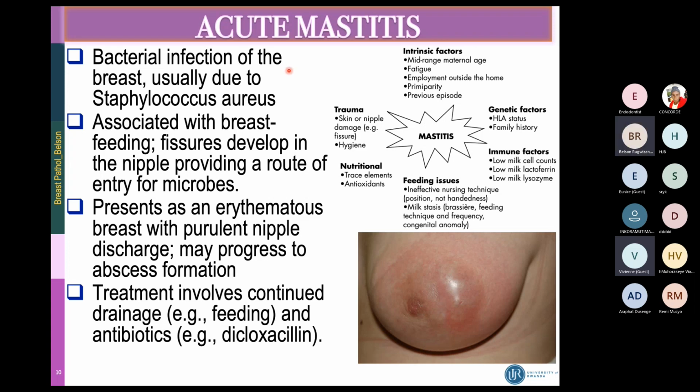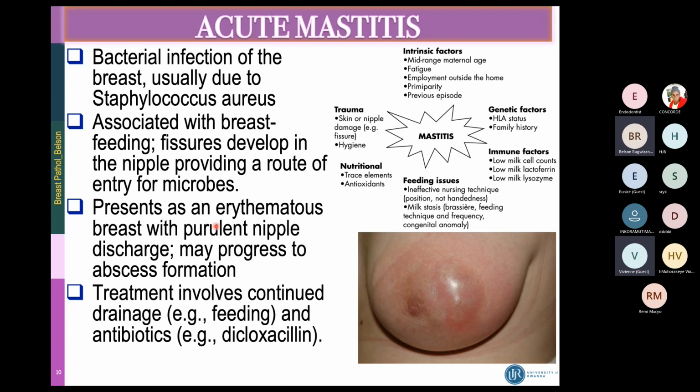So fissures will develop in the nipple, providing a route of entry of microbes. So this is the pathomechanism for that infection to happen. So there will be an erythematous, red breast with purulent nipple discharge, and it may progress to abscess formation. So this is where I was saying it can be pus and you can confuse it with milk.